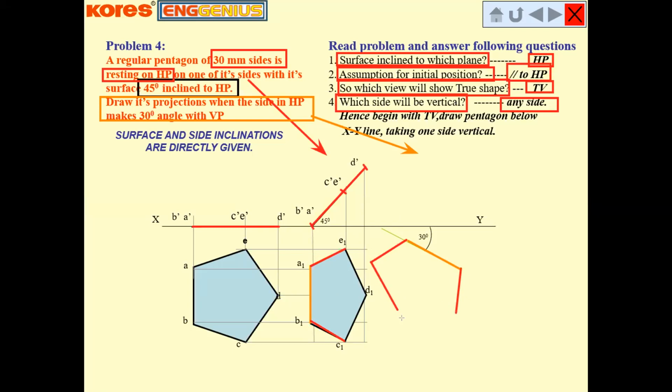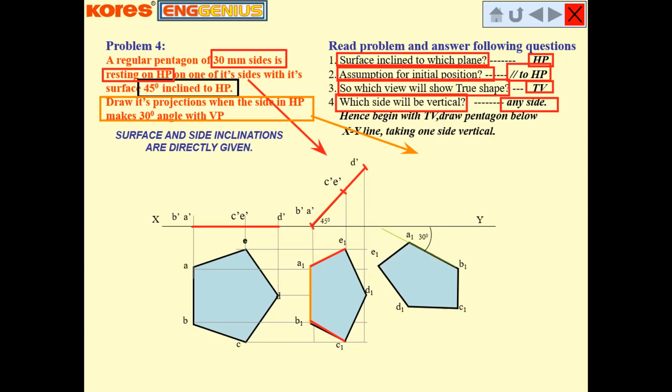In short, what you need to do is replicate this pentagon which is given over here in such a way that it is making a 30-degree angle like this. So let me do it over here for you and give them the nomenclature like A1, B1, C1, D1 and E1. So now, this side which is on HP is making a 30-degree angle with respect to the vertical plane.